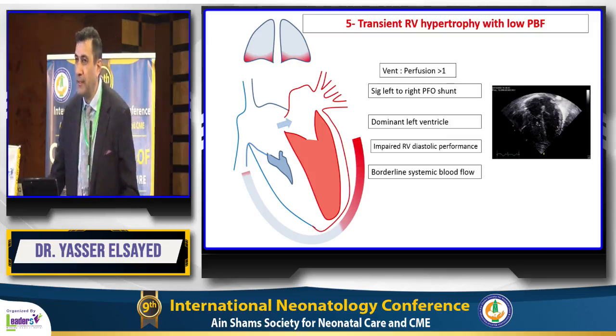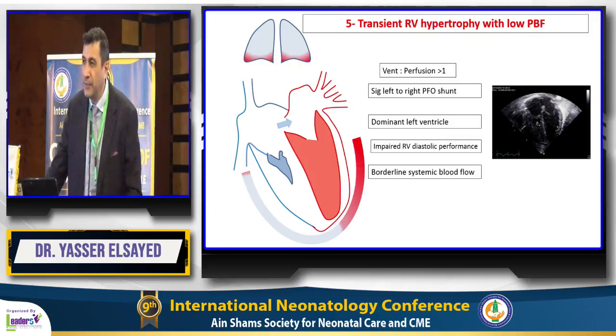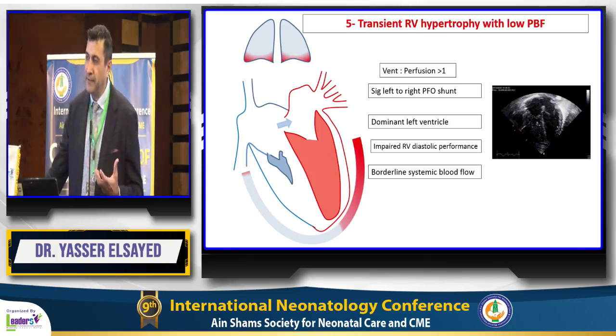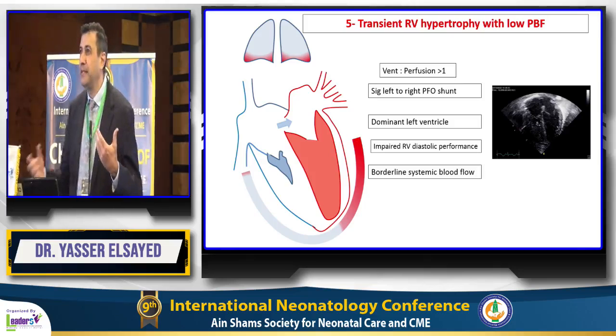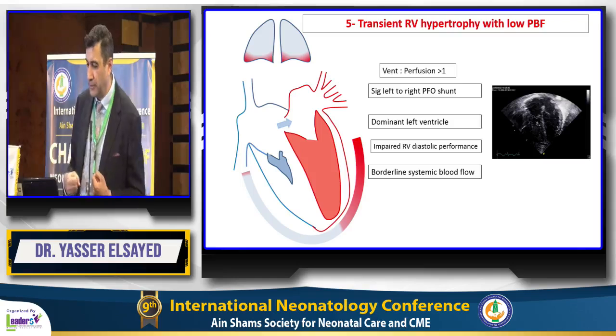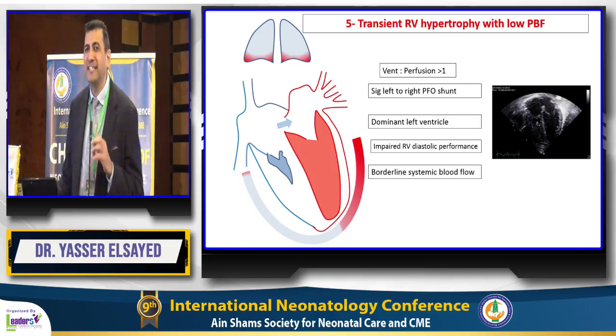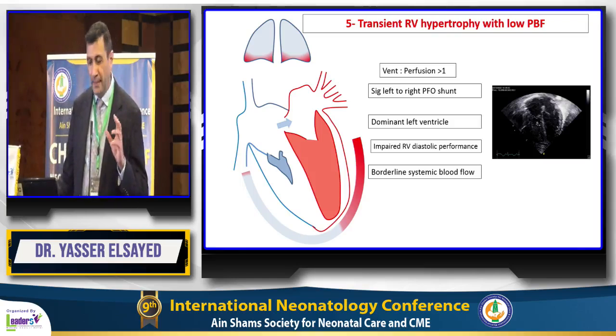This scenario is common if the infant underwent antenatal closure of the PDA. So the infant might die in utero or might be born with very significant or severe RV hypertrophy, because the PDA will relieve the pressure from the right ventricle. If the PDA closed prematurely, for example, if the mother used a nonsteroidal anti-inflammatory before delivery, the PDA might close and you may have RV hypertrophy.